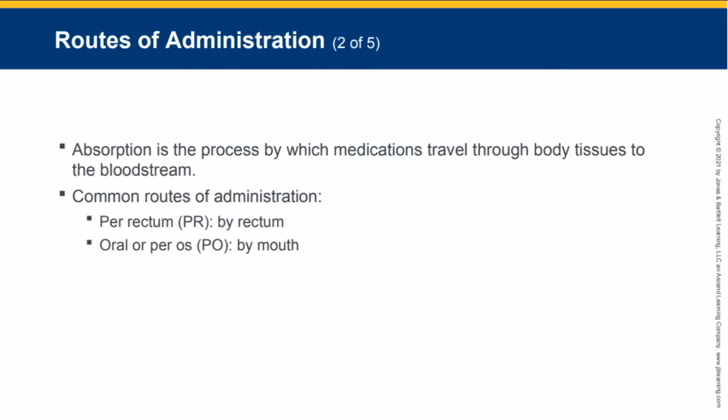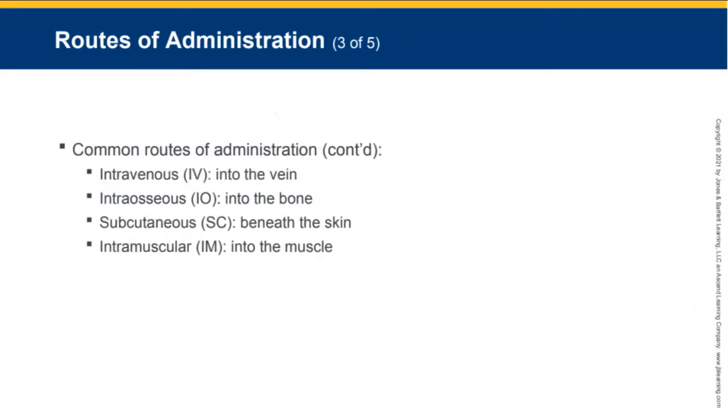Common routes of administration: per rectum, which you'll see PR, which is by the rectum. This is easy to administer and provides reliable absorption. There's also PO or oral, which is by mouth. But these medications, they can take as long as 1 hour to be absorbed.